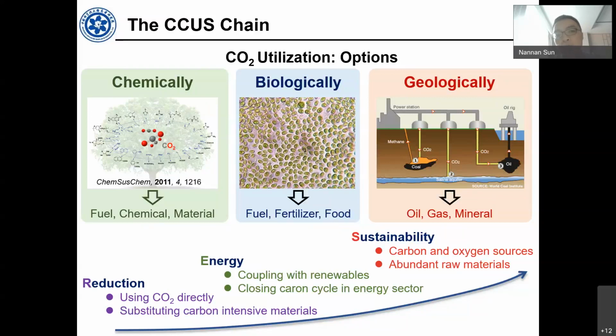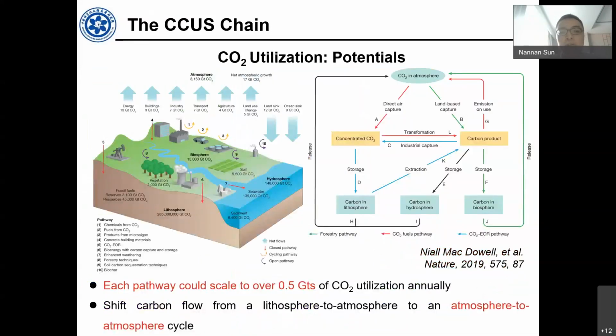And also we can take CO2 as the carbon and oxygen source. By this way, we can achieve sustainable development, because in the future, if we want to achieve carbon neutrality, we can't rely on fossil fuels or fossil resources. So where's carbon from? The best source is clearly CO2. So the potential of CO2 utilization is actually huge.